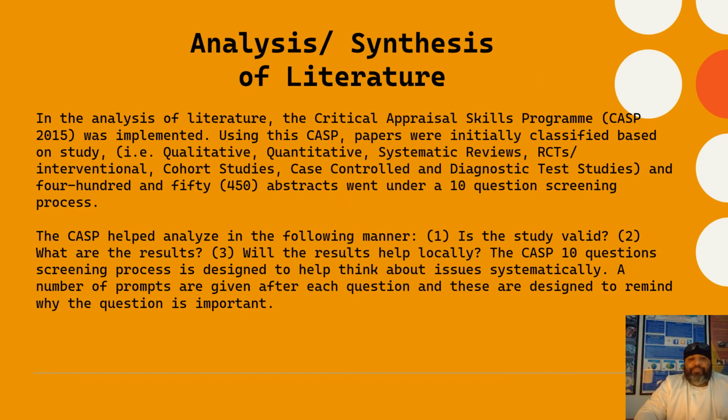So I'm now going to talk a little bit about the analysis and the synthesis of literature from implementing the searches. So in the analysis of literature, a critical appraisal skills programme was used or implemented, and the CASP in 2015 allowed papers to be identified and classified based on the types of study.